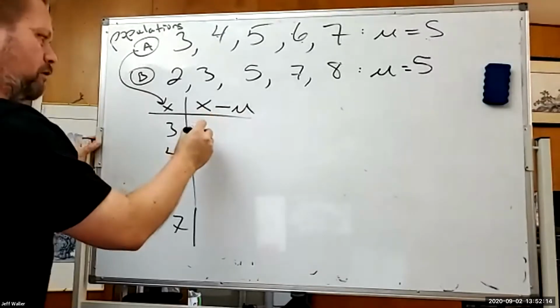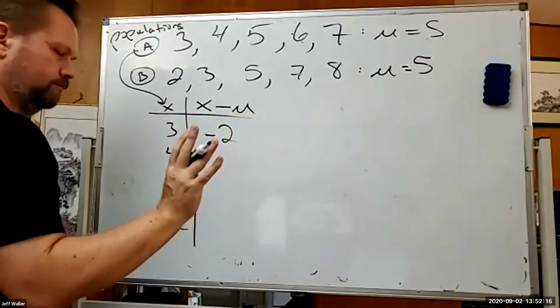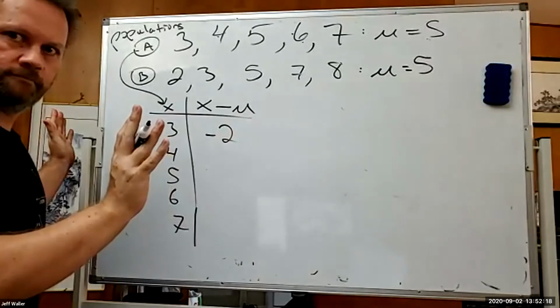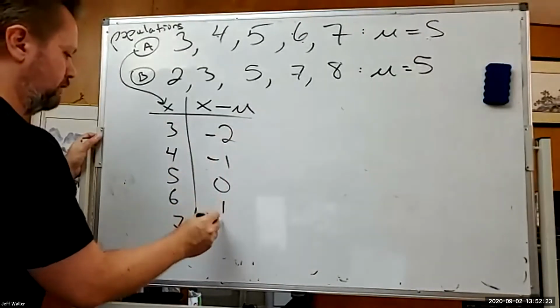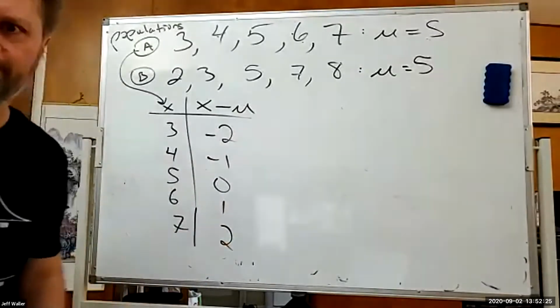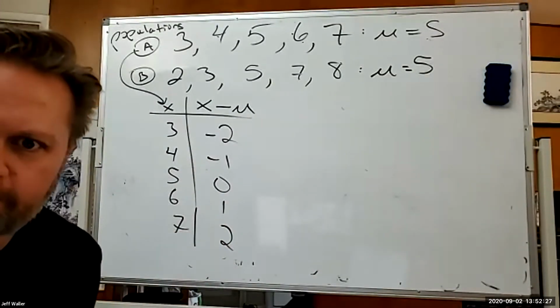So there would go a -2. Is that cool? And there we go, a -1. I'm just subtracting 5 from all the data points. That's amazing. Okay, stay with me.